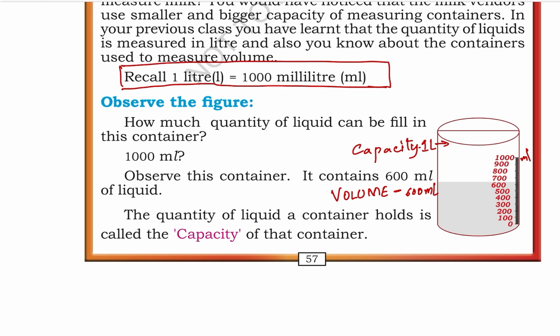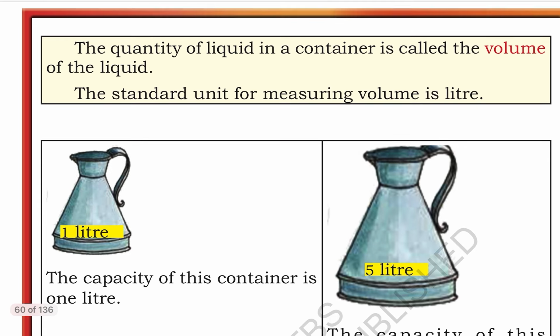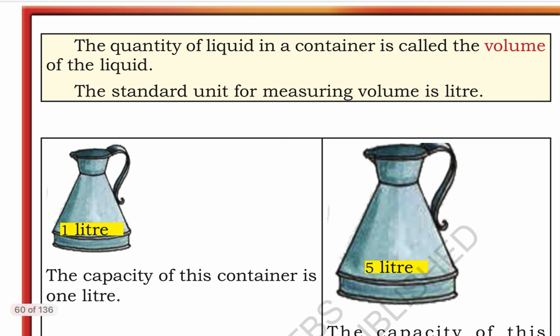Volume of the liquid is 600 ml and the capacity of the container is 1 liter. Can you understand the difference between capacity and volume? Capacity is the quantity of liquid a container holds, and the quantity of liquid in a container is called the volume of the liquid.